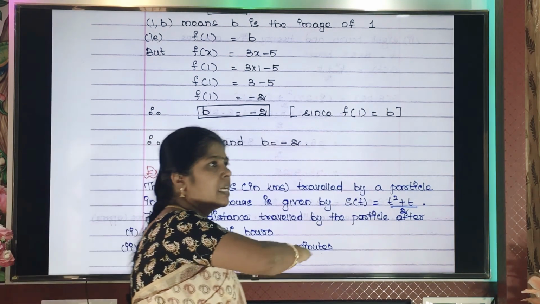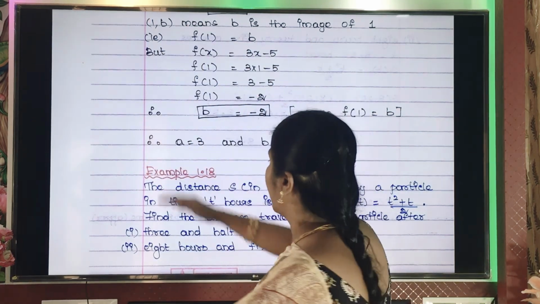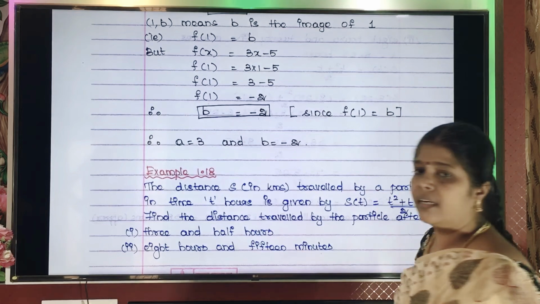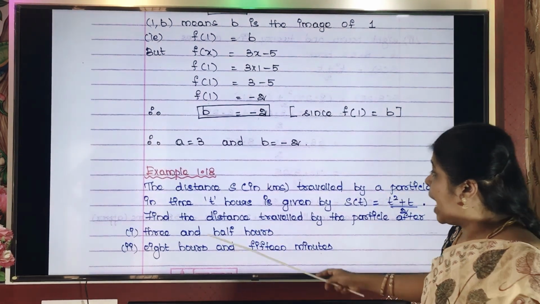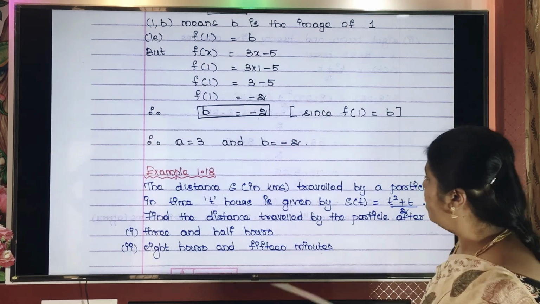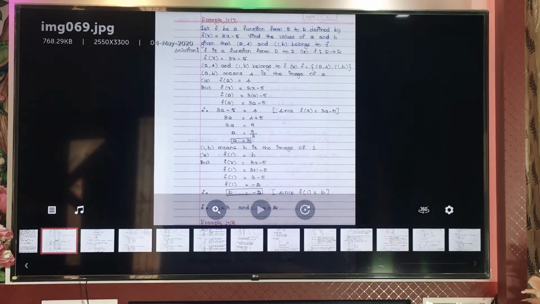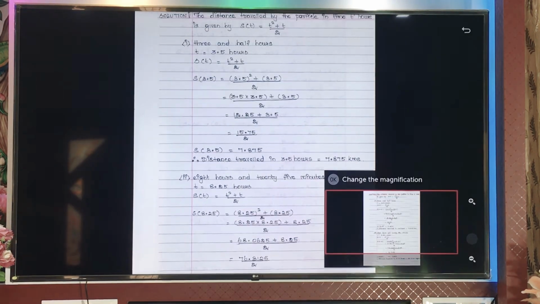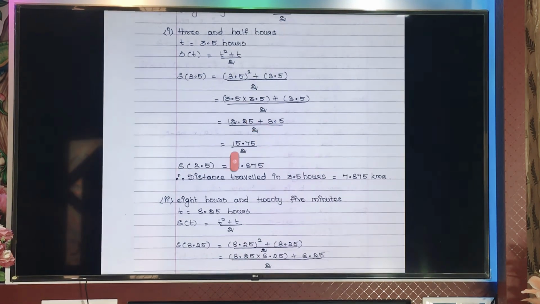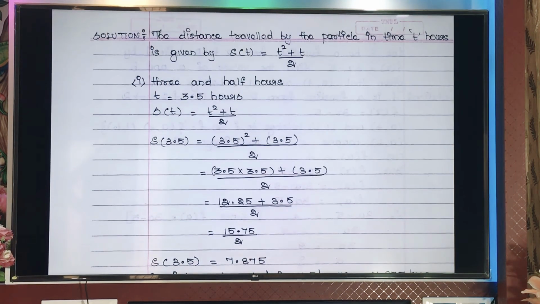So, the particle is travelling like this. Slowly it is travelling like this. Okay. So, after 3.5 hours, what will be the distance travelled? This is one question. After 8 hours and 15 minutes, again, what will be the distance travelled? We are supposed to see. Is it 15 minutes or 25 minutes?